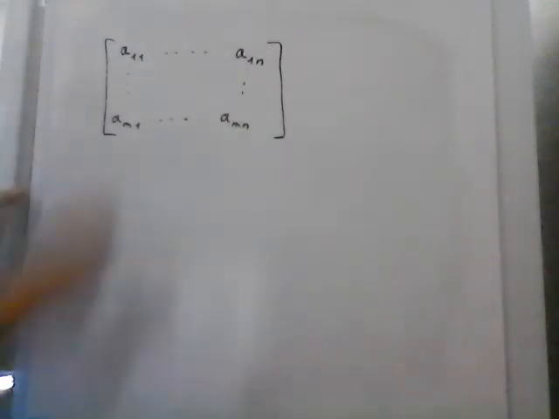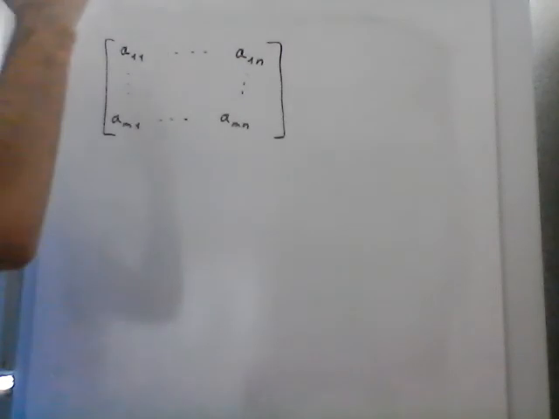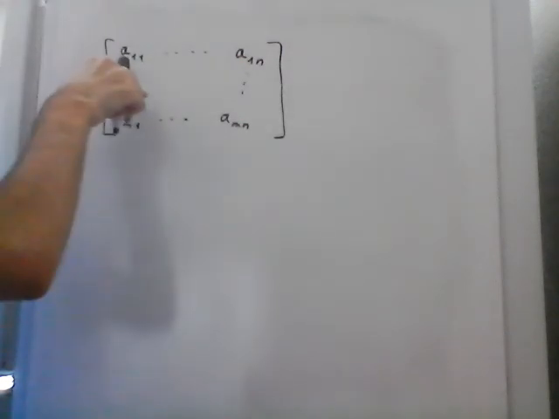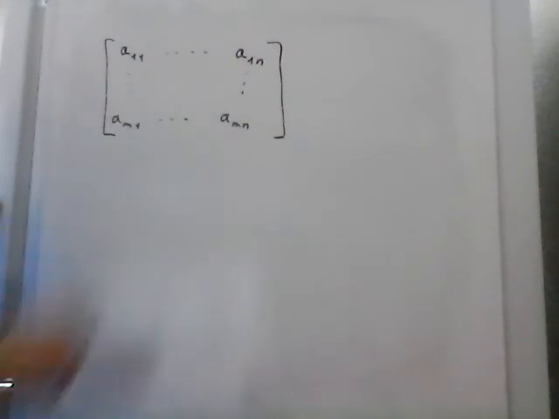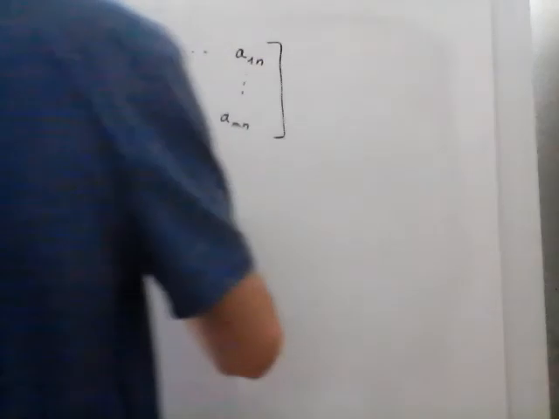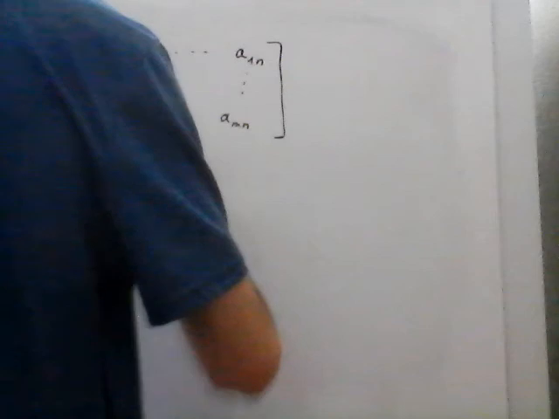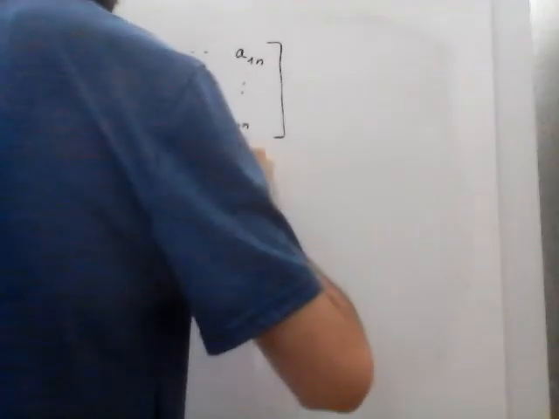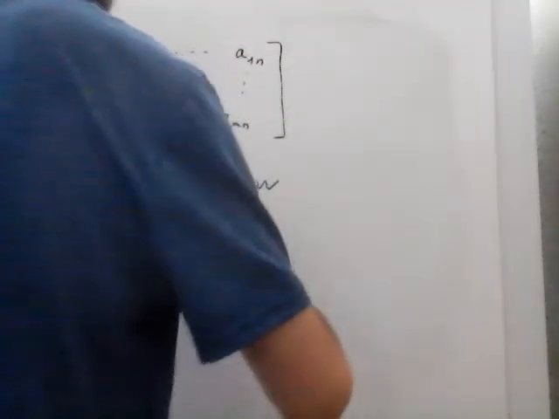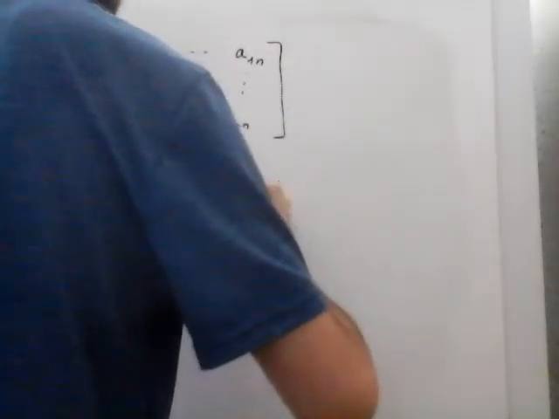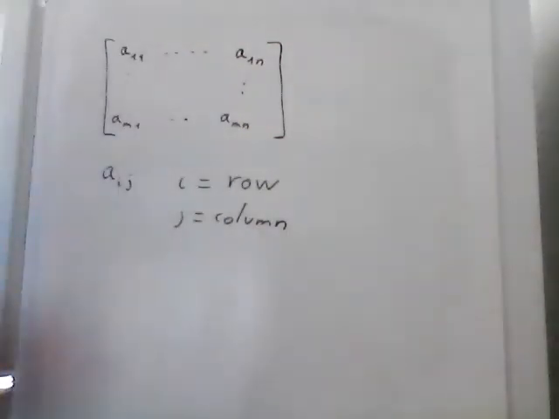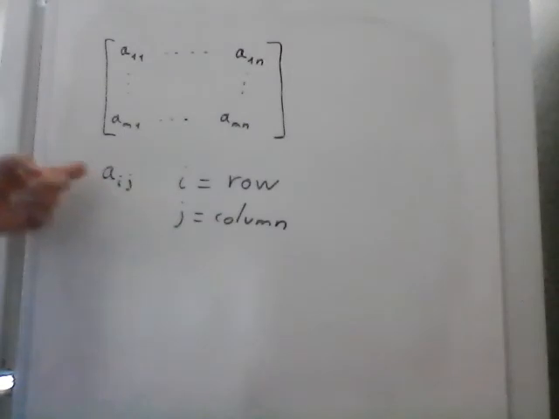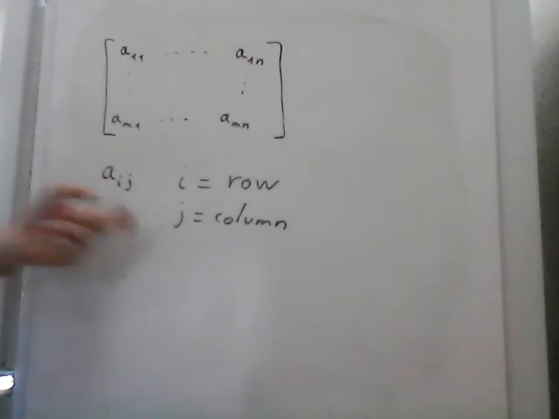Okay, so we denote matrices with square brackets, and we denote the entries of the matrix by the letter A with two subscripts. So if we have A, I, J, I is the row and J is the column. For example, A23 will be the entry in the second row and in the third column.